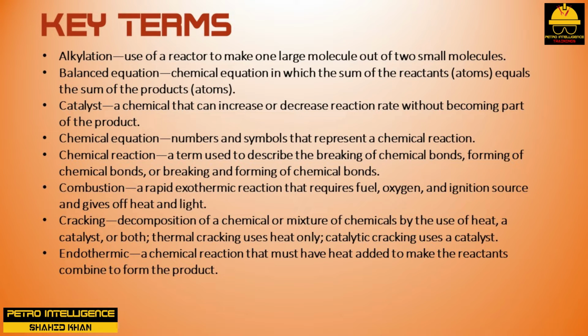Alkylation is use of a reactor to make one large molecule out of two small molecules. Balanced equation is a chemical equation in which the sum of the reactants or atoms equals the sum of the products or atoms. Catalyst is a chemical that can increase or decrease reaction rate without becoming part of the product. Chemical equation is numbers and symbols that represent a chemical reaction.